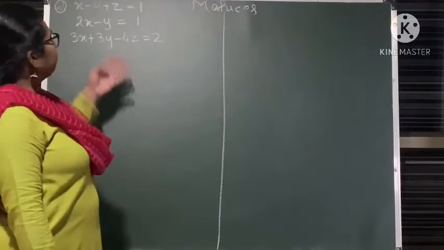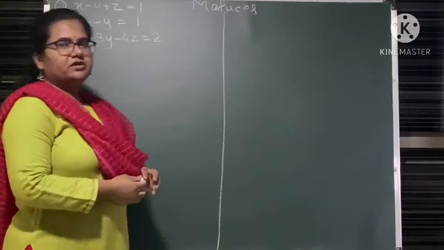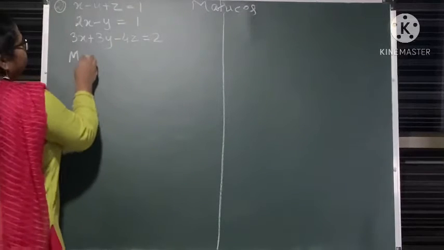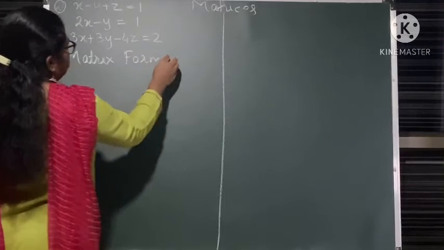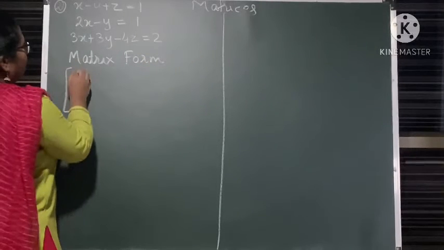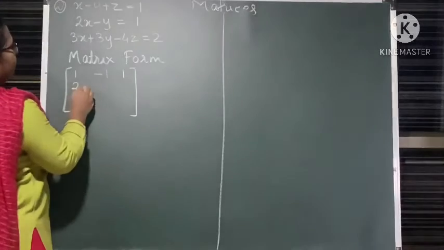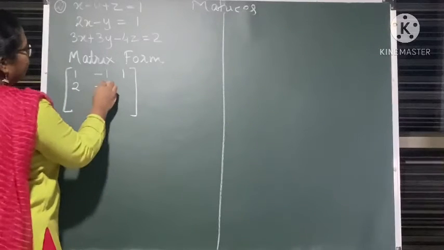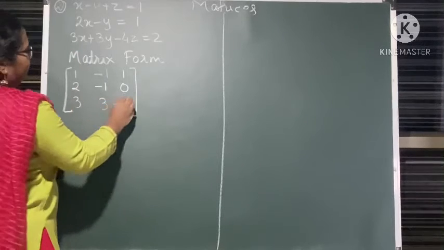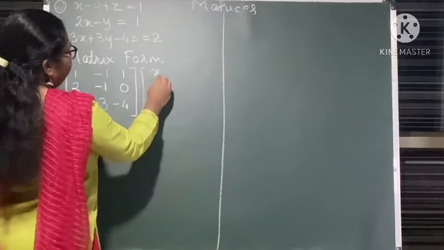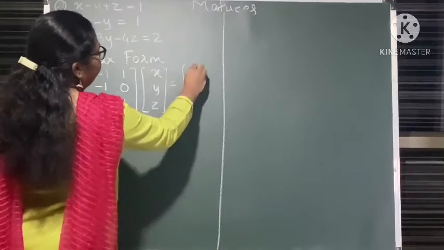The next example, 3 equations are given. First we will write the 3 equations in matrix form. So what will be the matrix form? 1, minus 1, 1, 2, minus 1, 0, and 3, 3, minus 4, into x, y, z is equal to 1, 1, 2.